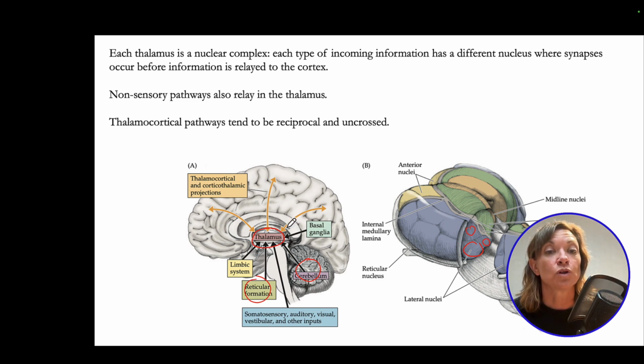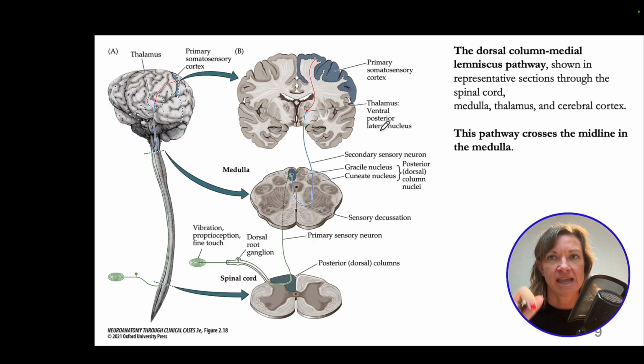The thalamocortical pathways, which have extensive connections with the cortex, tend to be reciprocal. So thalamus to cortex and cortex back to thalamus, chattering back and forth between one another. And they also tend to be uncrossed. So ipsilateral thalamus to cortex pathways. So that's a little digression about the thalamus.